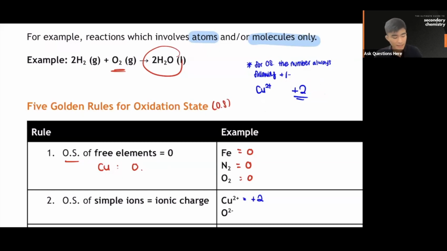All right. Now, what about oxygen or the oxide ion? You see the oxide ion over here. This is simply the ionic charge as well. It is 2 minus, which is translated to -2 in terms of oxidation state.